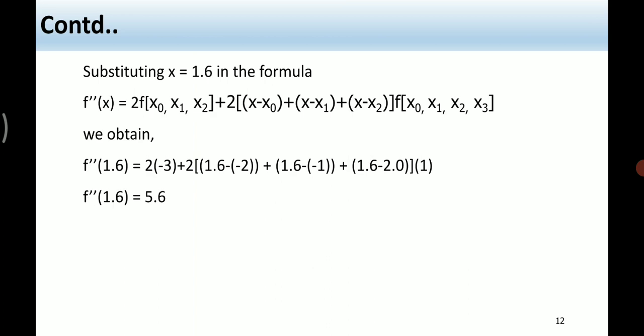Then again we substitute x is equal to 1.6 in the formula for your second derivative. The second derivative formula is given by 2 into f of x0 comma x1 comma x2 plus 2 into x minus x0 plus x minus x1 plus x minus x2 into f of x0 comma x1 comma x2 comma x3. So the values we substitute in the above formula and we get the result for the second derivative. So f double dash of 1.6 is equal to 5.6.